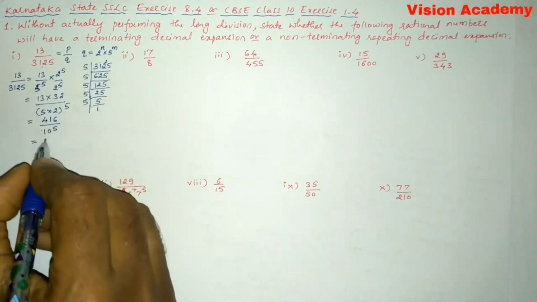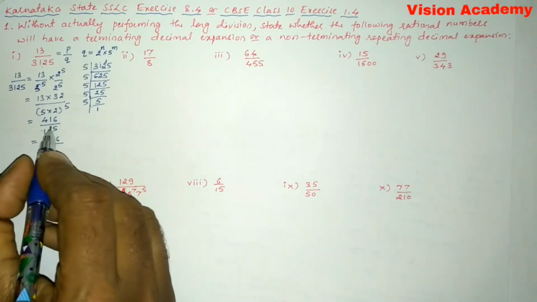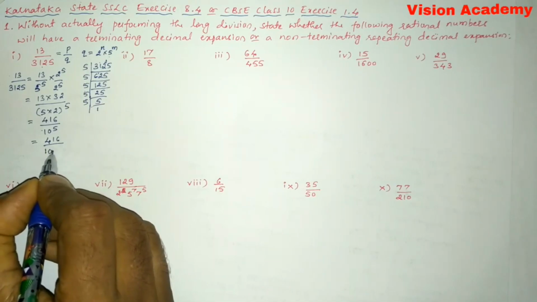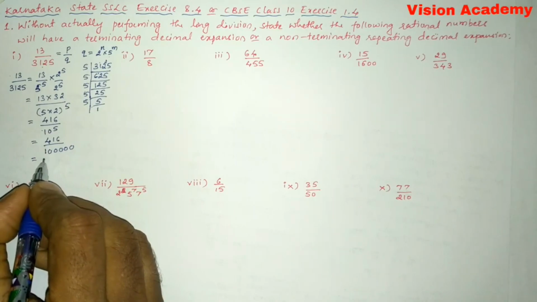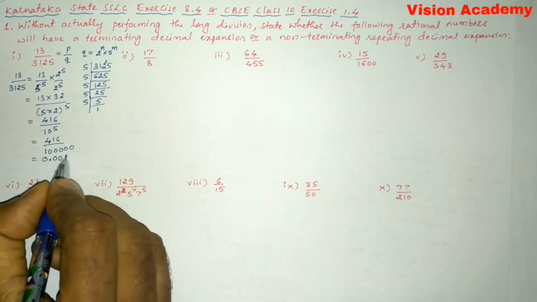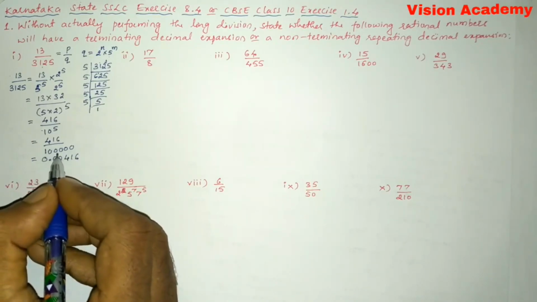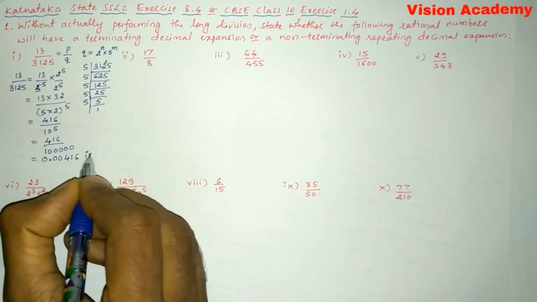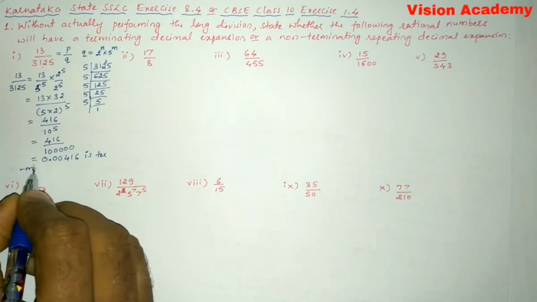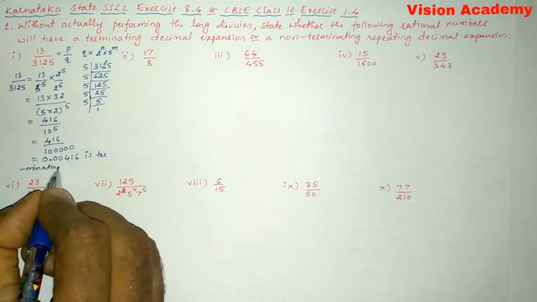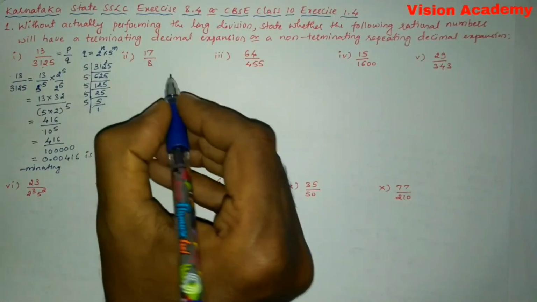So this gives us 416 divided by 10 to the power 5, which is nothing but in front of 1 you can write 5 zeros. 1, 2, 3, 4, 5. So after dividing we are going to get 0.00416. We can come to the conclusion that this is a terminating decimal. Now let us move on to Roman number 2, 17 by 8.